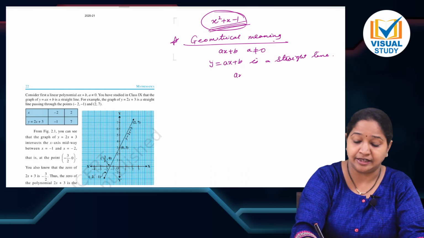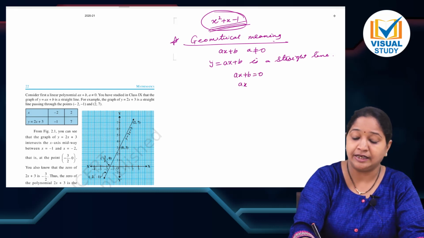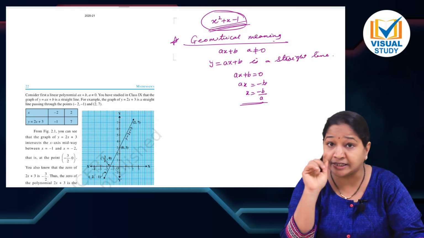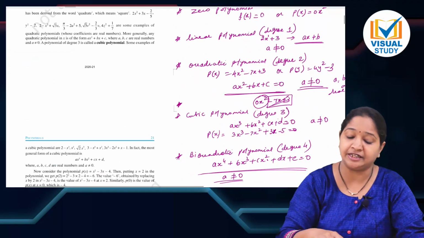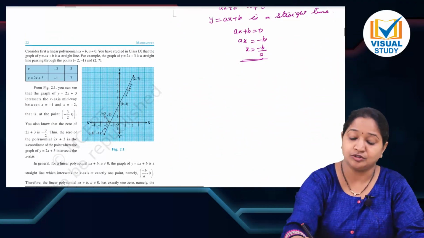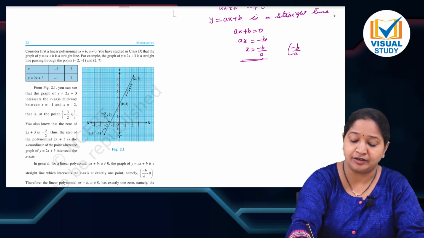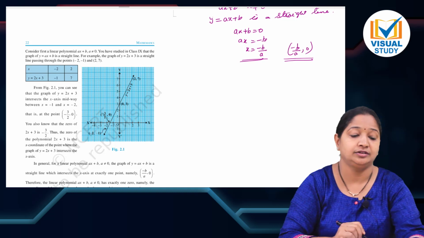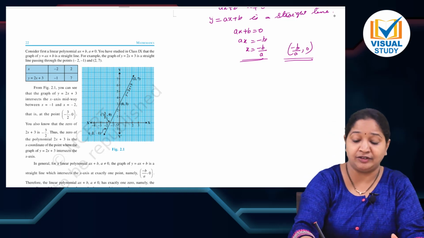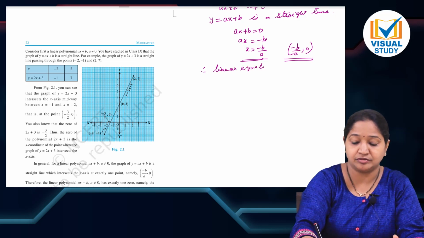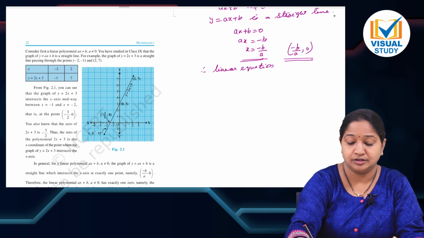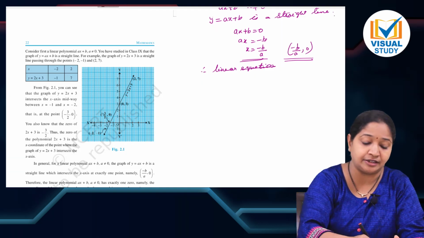See here, ax plus b equal to 0, ax equal to minus b, and x is equal to minus b upon a. So it intersects at exactly one point. I have said that a linear equation has degree 1, so it intersects at exactly one point and has exactly one zero. Therefore, the linear polynomial.